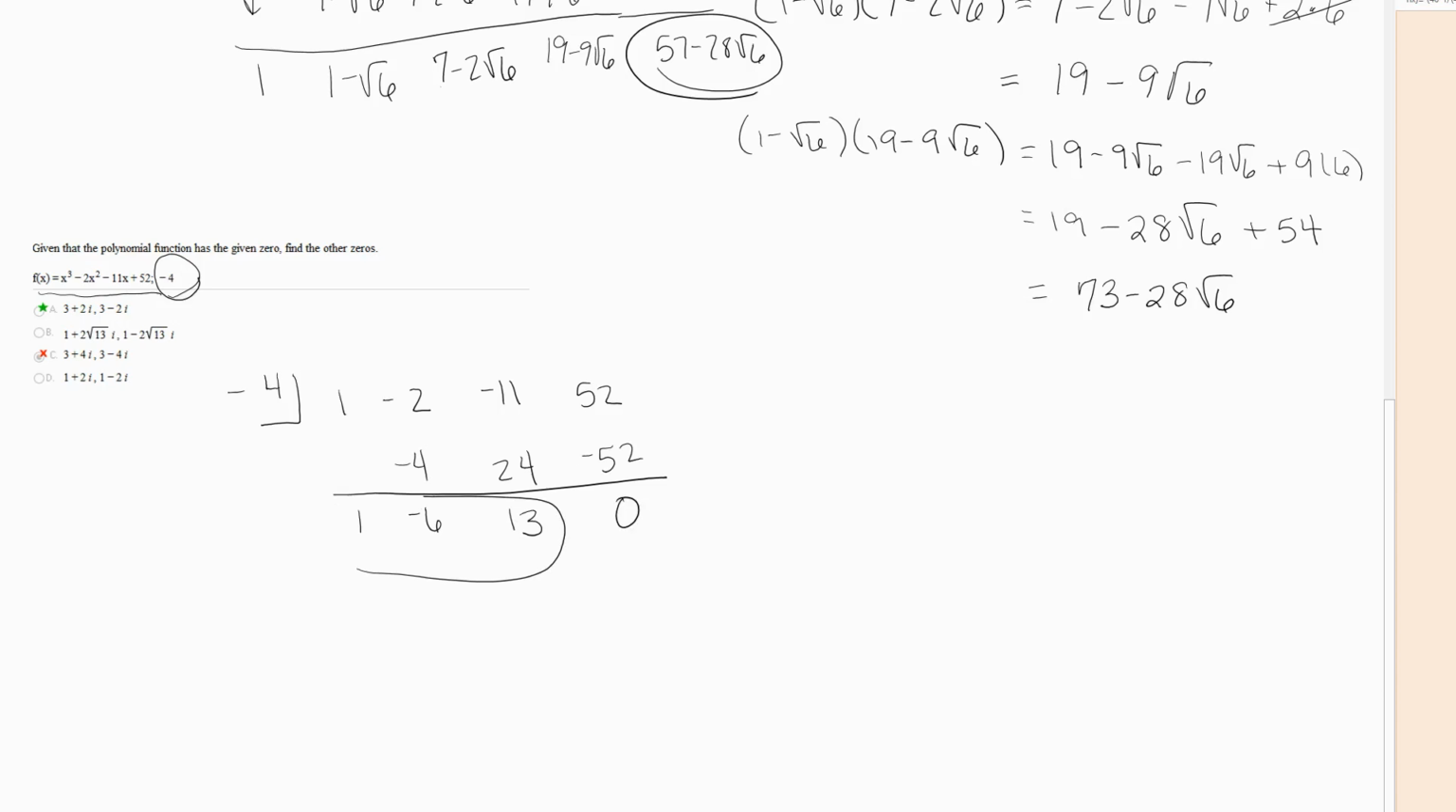So now we want to look at this, our quotient. And since this started as an x cubed, this will now be an x squared. So we'll have x squared minus 6x plus 13 equals 0. Now, to find the other zeros, we want to find the zeros of that. And this isn't going to factor. We're actually going to have to use the quadratic formula. You could also do completing the square if you like completing the square.